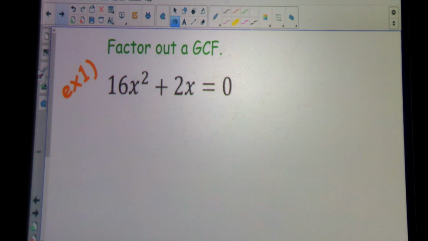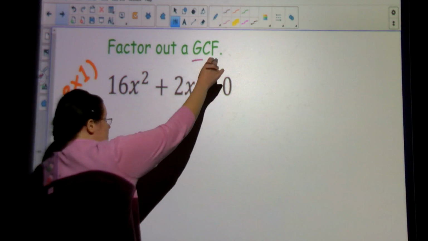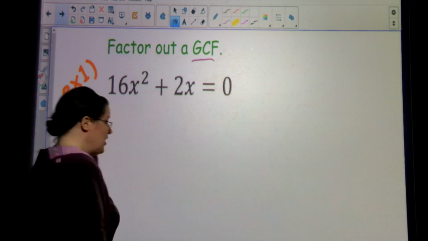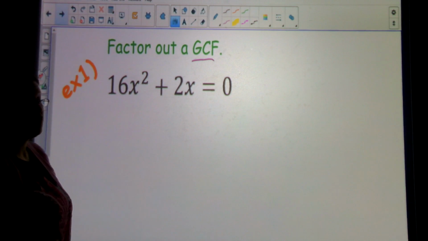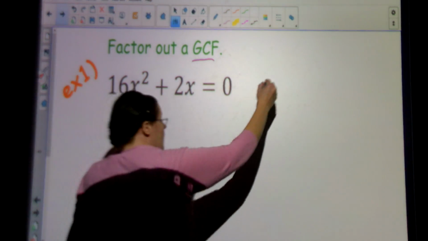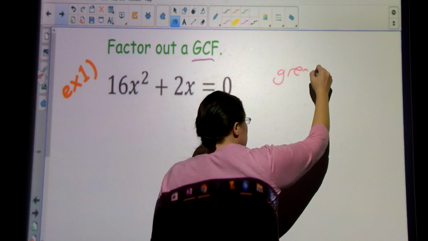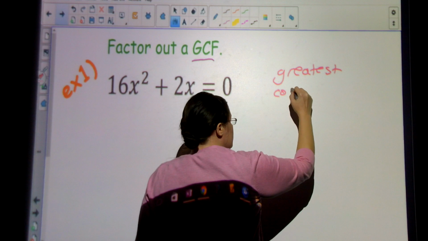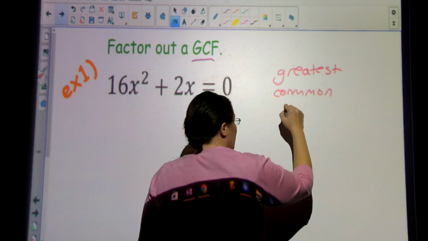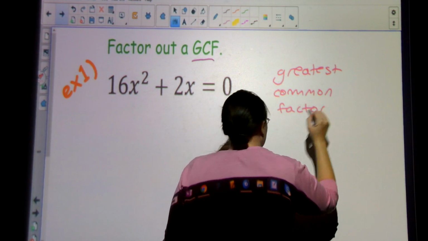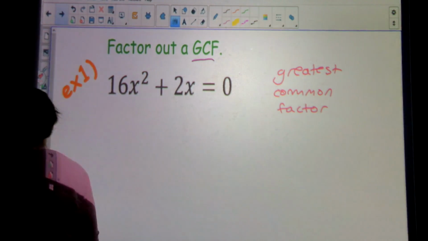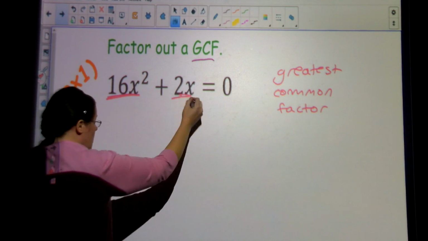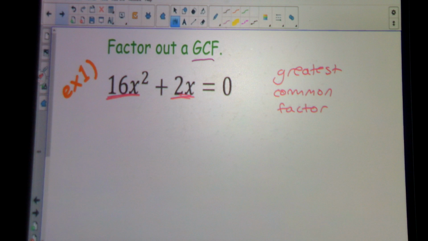Before we jump into the straight up good old-fashioned ABC method, let's refresh what a GCF is. I'm not there, but hopefully somebody can answer me what a GCF stands for. And that is greatest common factor. What do they have in common? So looking at these two, what do they have in common? That's what I'm going to pull out. I'm going to pull out that GCF.